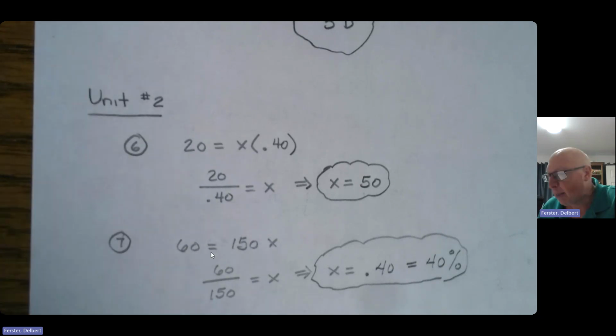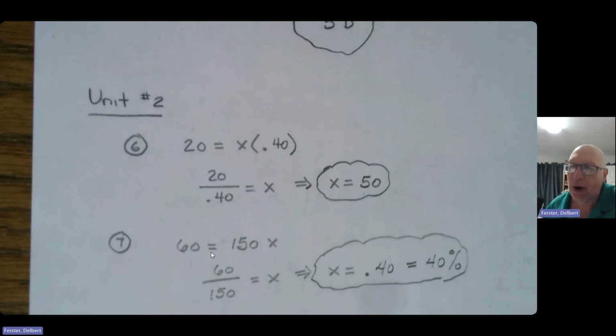All right, in terms of setting up problem 6, looks like we're being asked to find out what number the base is, knowing that if we take 40% of it, we will arrive at 20. So the 20 goes in as portion. Your unknown is the base. I called it X. And the rate given, it's 40%, 0.40.